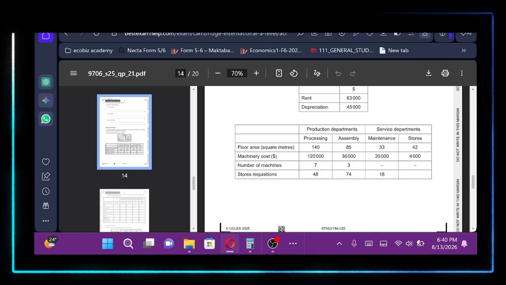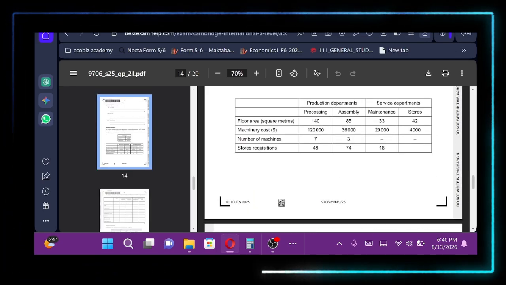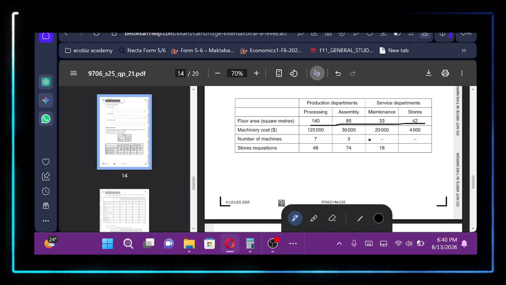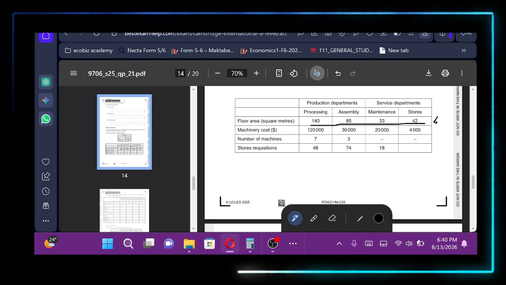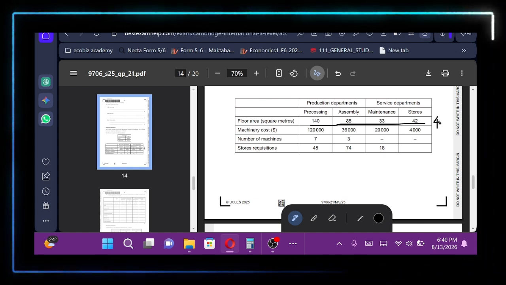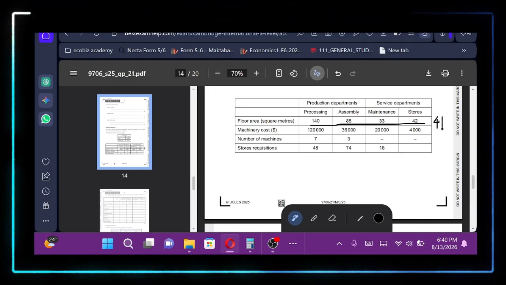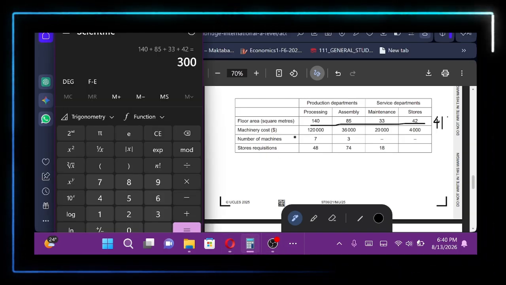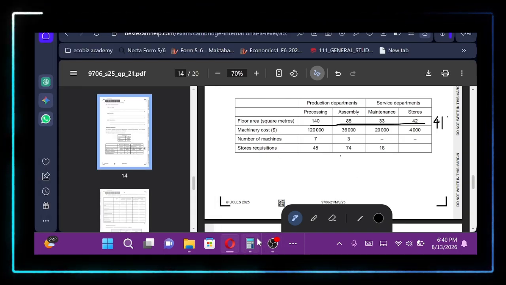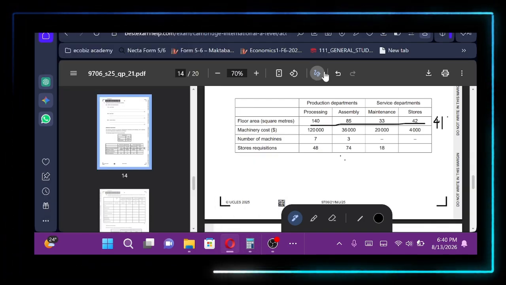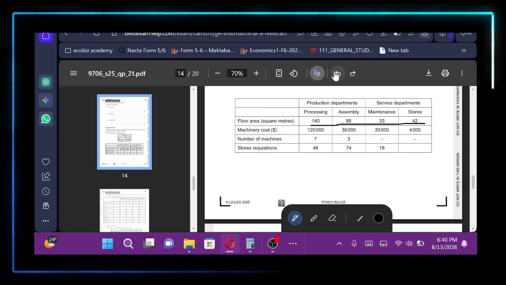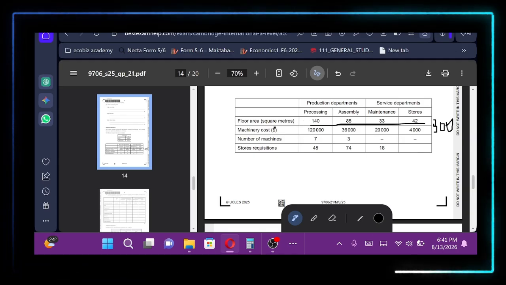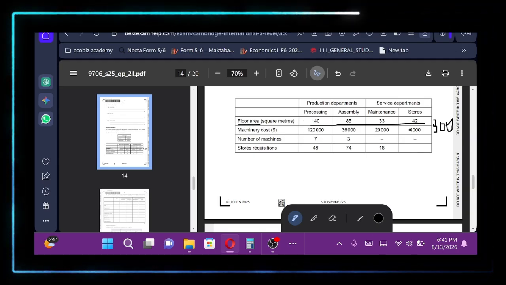Now, this is where personally I like so much. So the total of these ones is going to be 400. No, 300, sorry. So the total of the floor area is going to be 300.